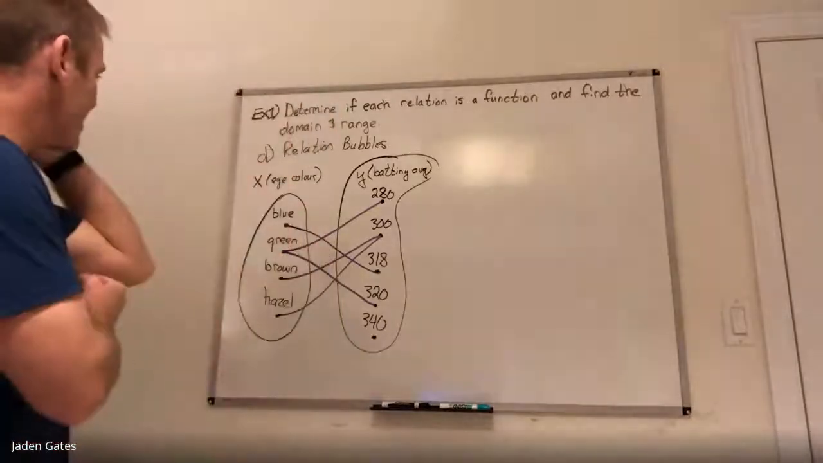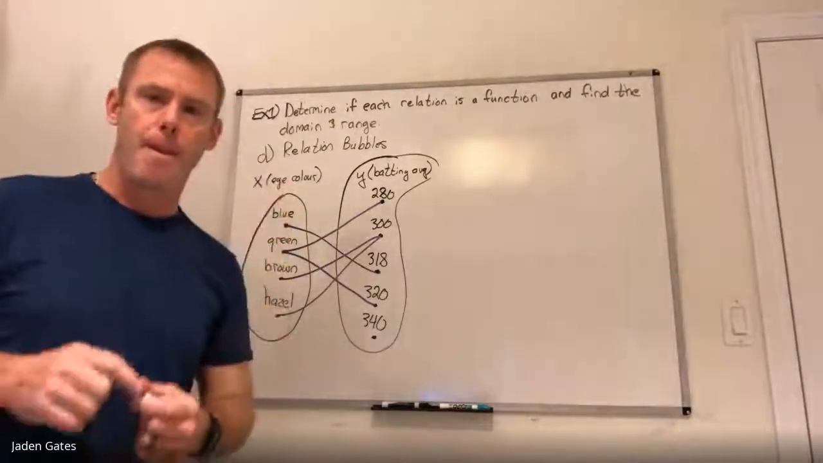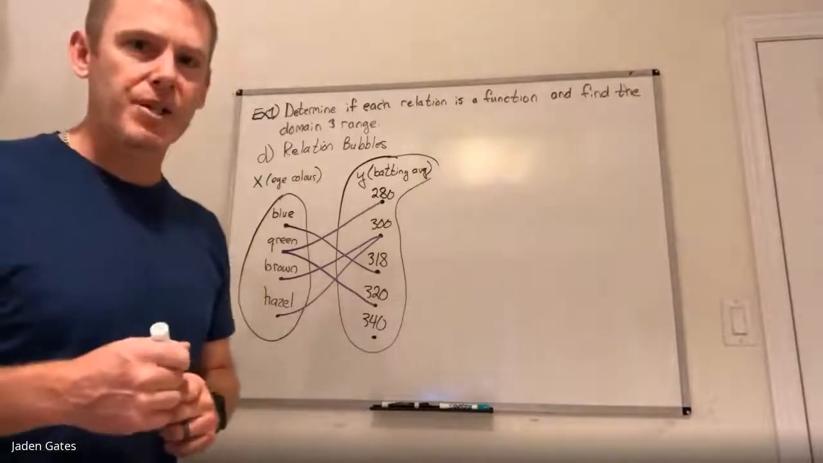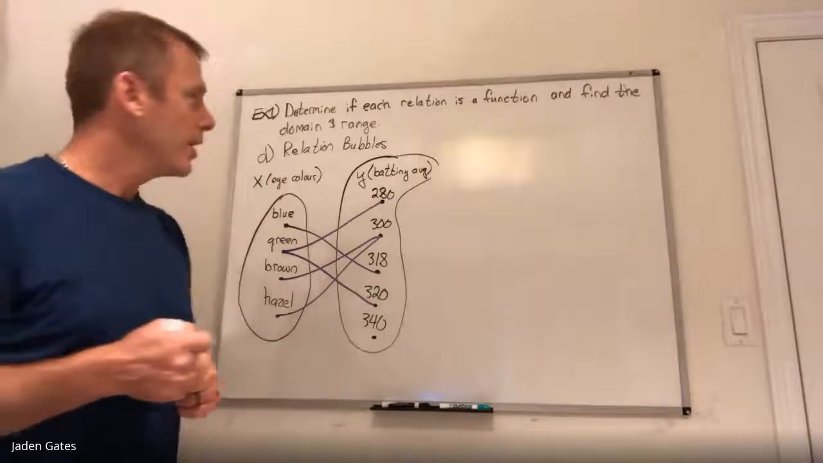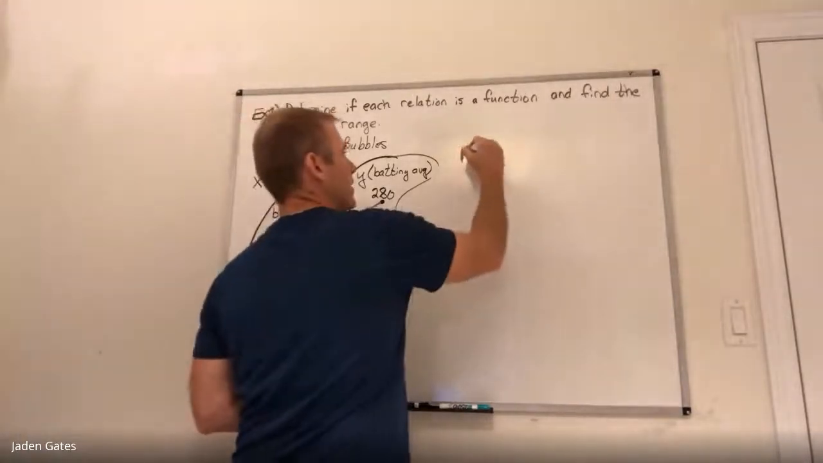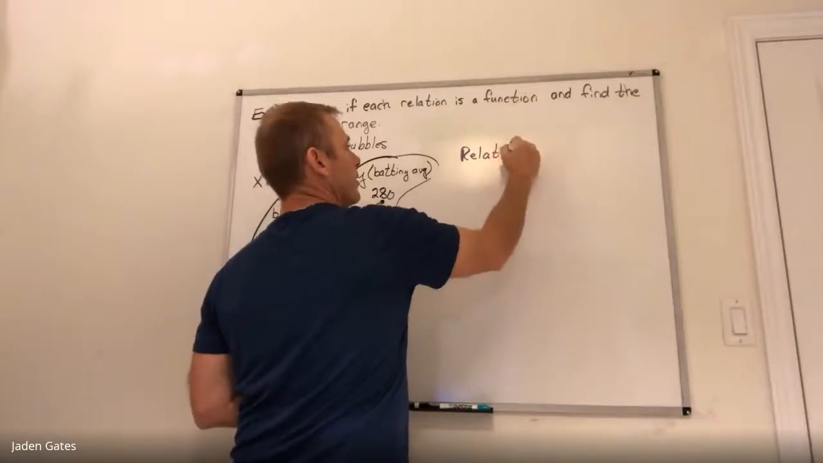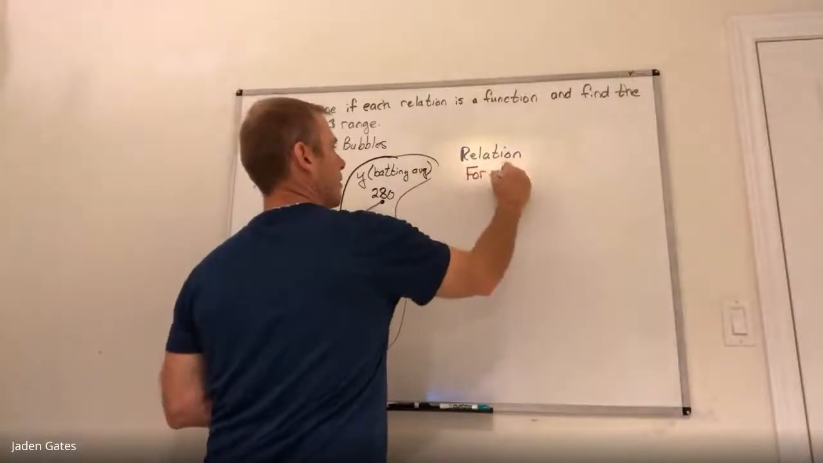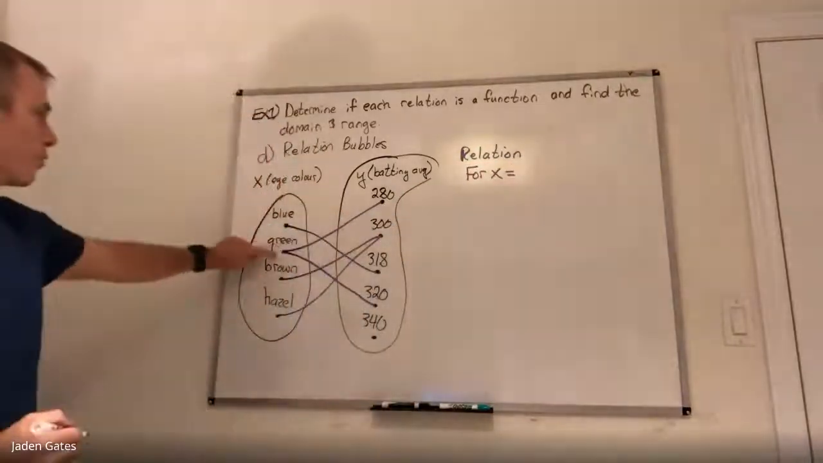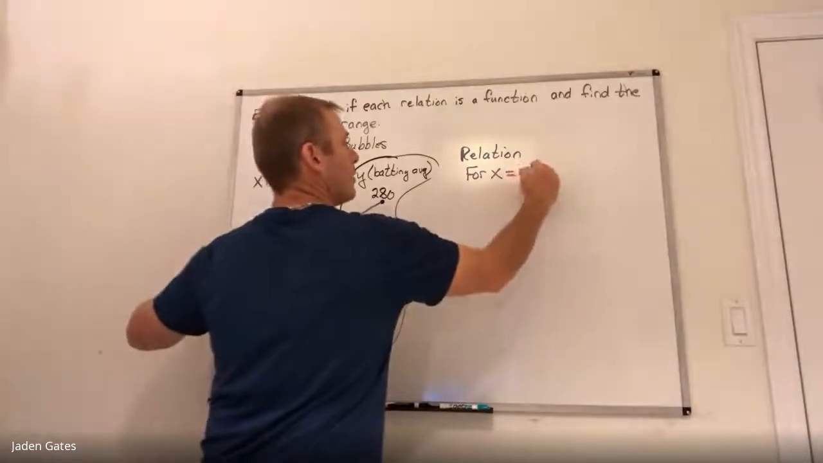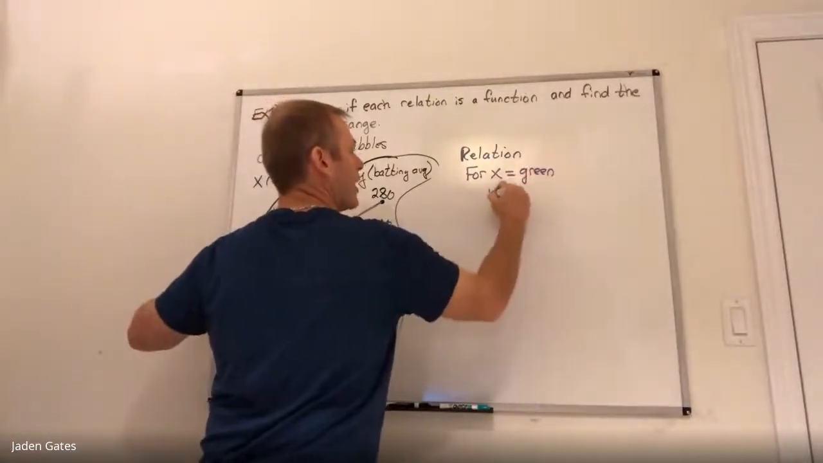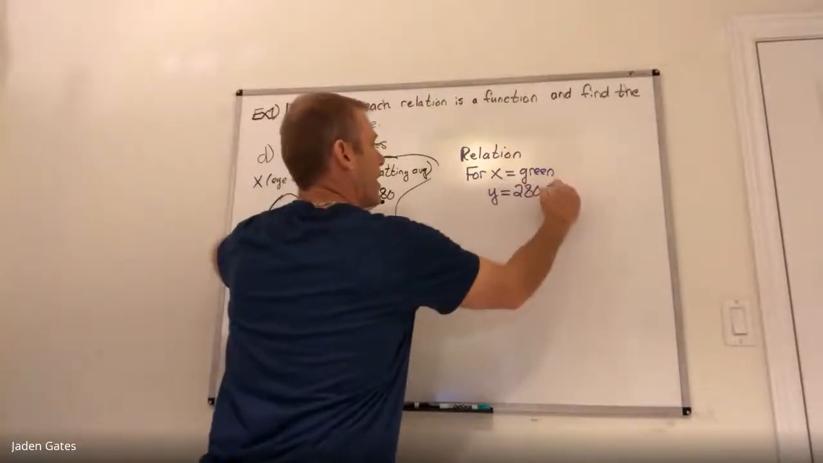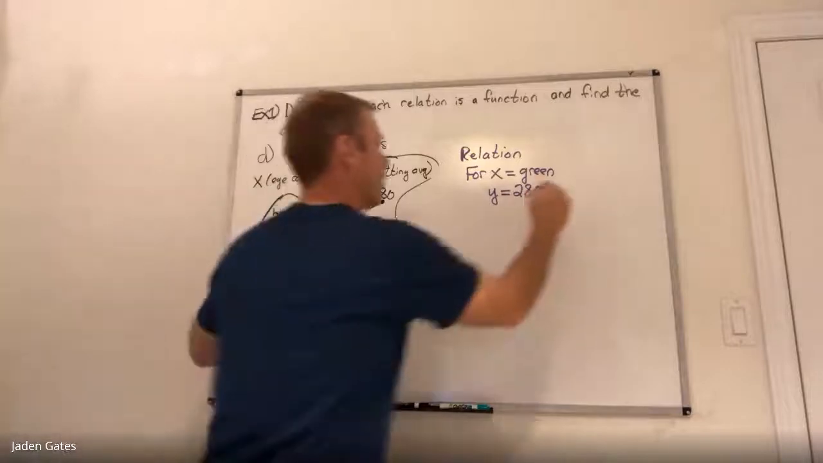Relation, okay. Why is that? Why is that a relation? No predictability, that's true. Now I want a specific example of why it's not predictable. And so what I would write, or need to write, is, you guys are right, it is a relation. And the relation is for X. What makes it unpredictable is for X equals green, Y is equal to 280 and 320.